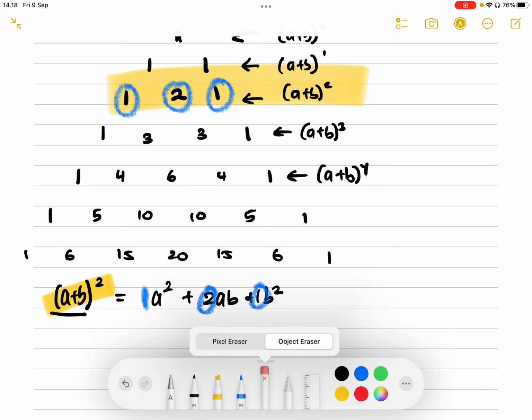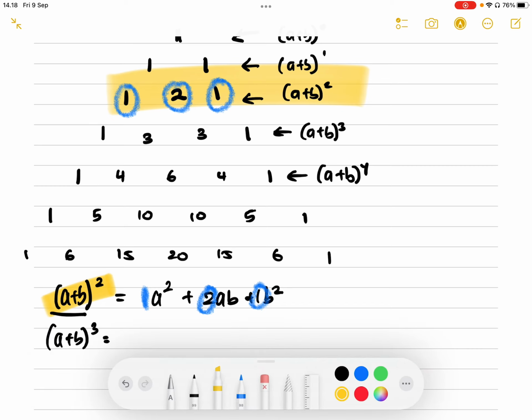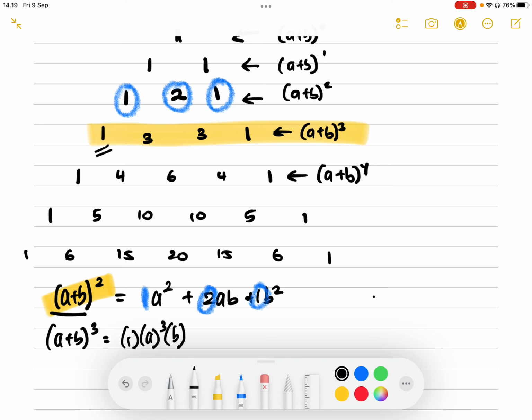Now how about when we want to find a plus b cubed? What does it mean? We can use the coefficients to help us. A plus b cubed is using the 4th line. So we start with 1, the coefficient of 1. Then a to the power of 3, b to the power of 0. Okay, then plus, we take another coefficient, which is 3.